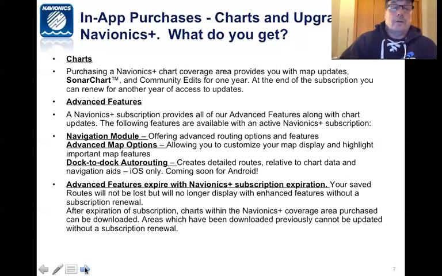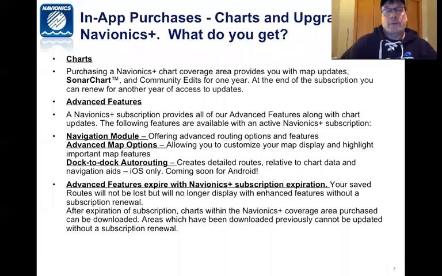What you'll get on the basic boating app is the lake outlines and things like that, but you won't get the lake contours. So purchasing the Navionics Plus chart coverage area provides you with updated maps. It provides you with map updates called Sonar Chart community edits for 1 year. At the end of the subscription, you can renew for another year of access to the updates.